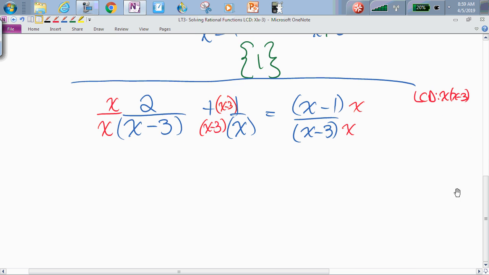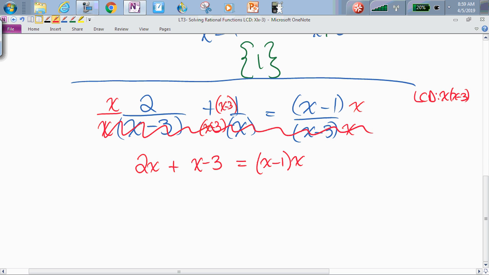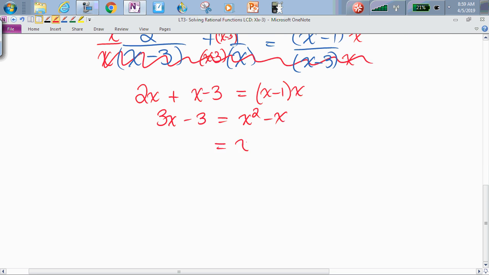So what's happened here is all the denominators are the same. And if all the denominators are the same, what you're left with is just the numerator, because this side is equal to this side and they both have the same denominator. So 2x plus x minus 3, basically cancelling out all the denominators because they're all the same, equals x minus 1 times x. Then we put this together: we have 3x minus 3 equals x squared minus x. Pull this over, we get x squared minus 4x plus 3, and then it comes back to the same problem as before.